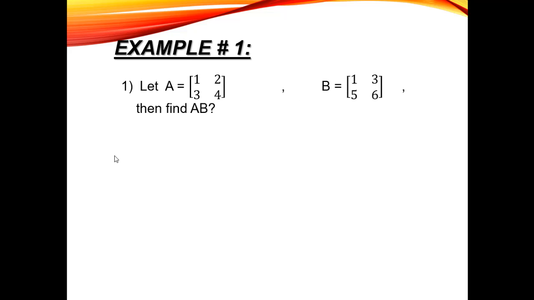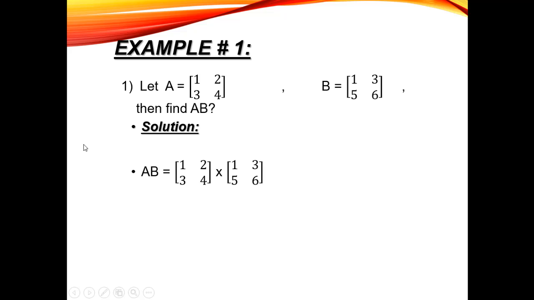Example number 1. Now let us take matrix A with the elements 1, 2, 3, 4 and matrix B with the elements 1, 3, 5 and 6. As we know, the number of columns of matrix A is 2 and the number of rows of matrix B is also 2. So we are allowed to multiply these two matrices.